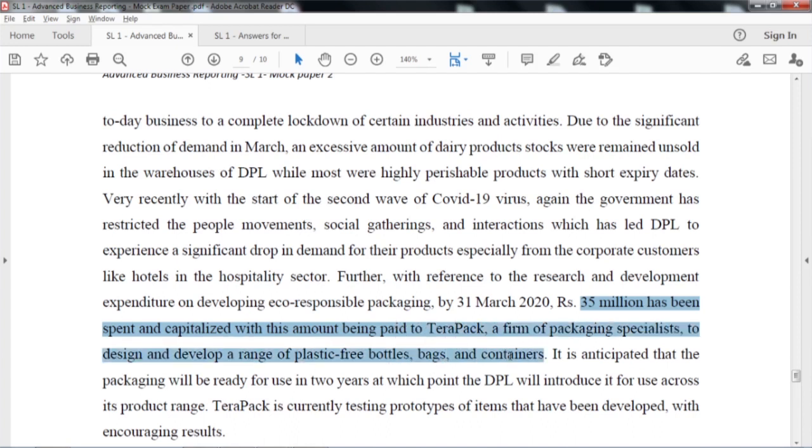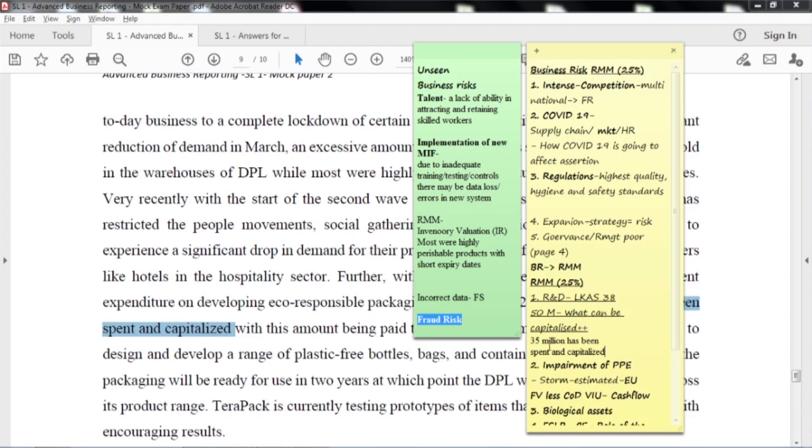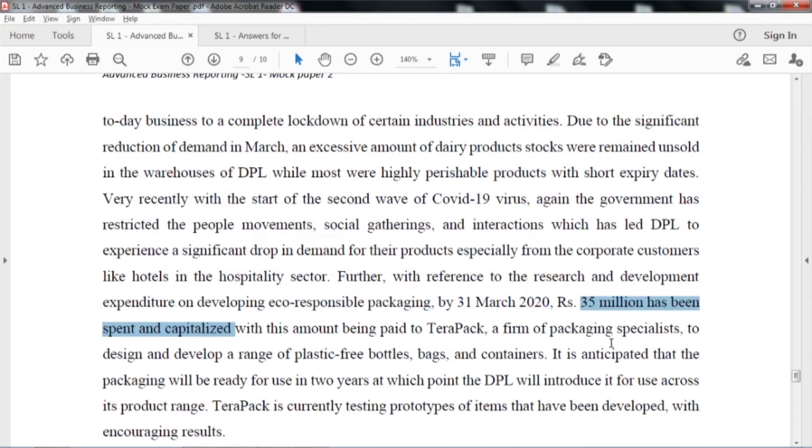Then this is that R&D project, and 35 million spent and capitalized, that we have to analyze. You can't simply capitalize. Now, we have that answer already put here. If you go to, I am sure R&D is here. Yeah, now we can add what can be capitalized. So, the unseen has given plus information, I put plus, right. So, what is the plus information we get here, and that is this 35 million, right. So, when you write the answer, that can be taken.